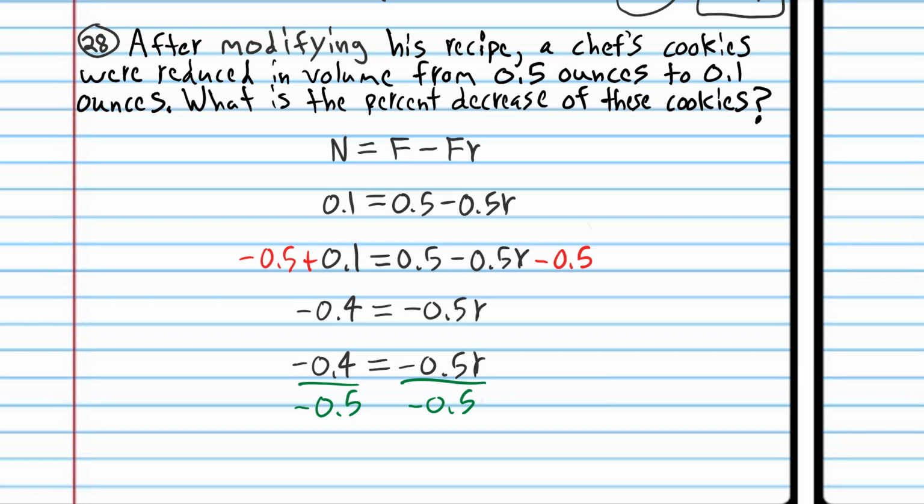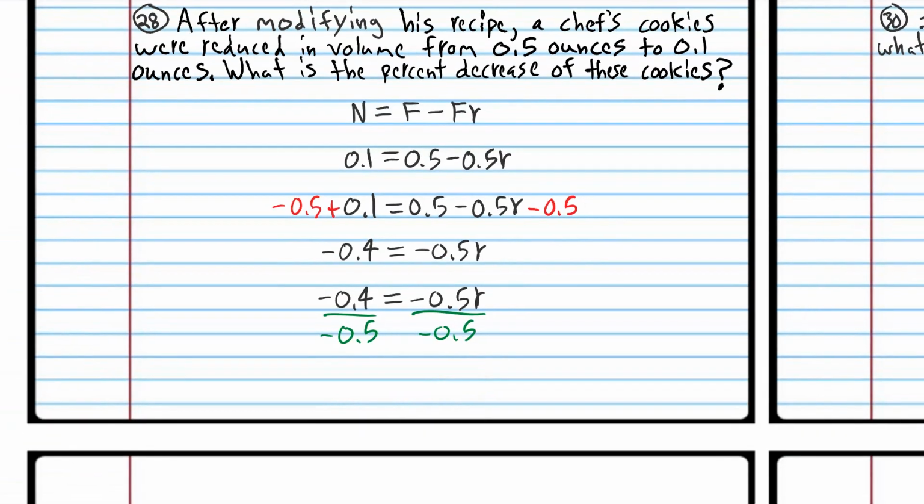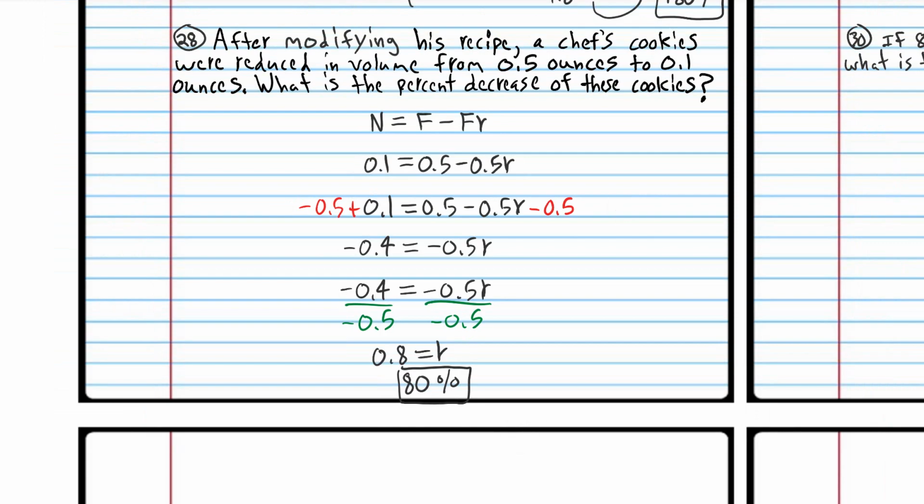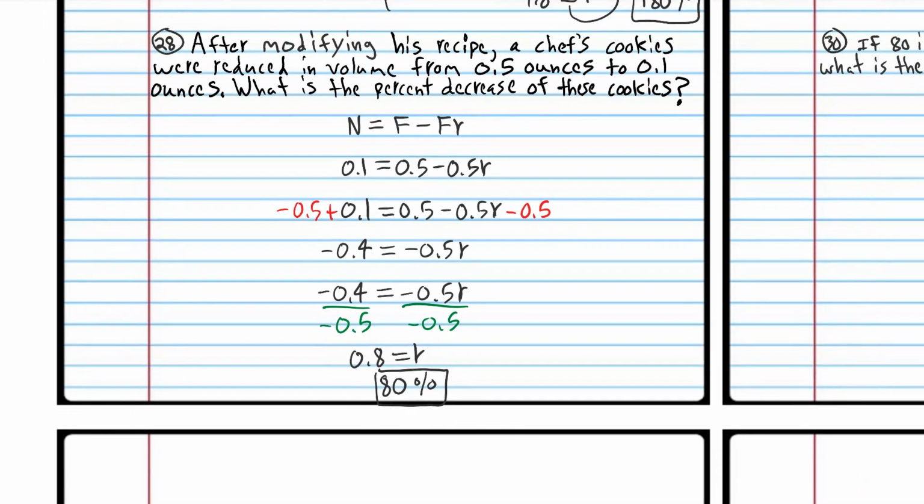Remember, you have to divide by that negative also. The negative goes with it because you want to isolate r. You want to get r by itself. But in order to get r by itself, you have to get rid of the 0.5 and the negative because they go together. All right, so I get 0.8 is equal to r because a negative divided by a negative is always a positive. Move the decimal 2 places over and you get 80%. It's an 80% decrease in volume of the cookies. So if you got 80%, good job.